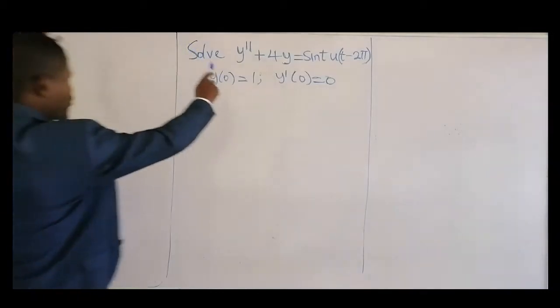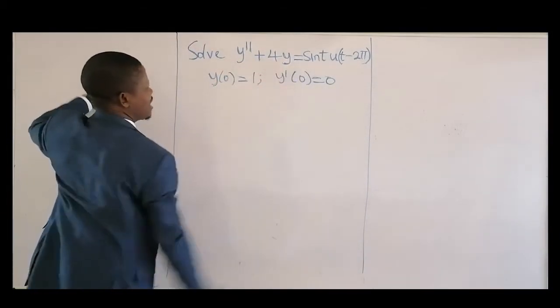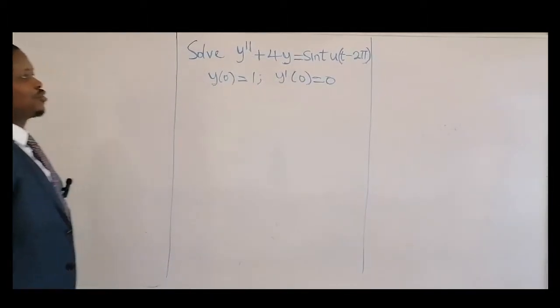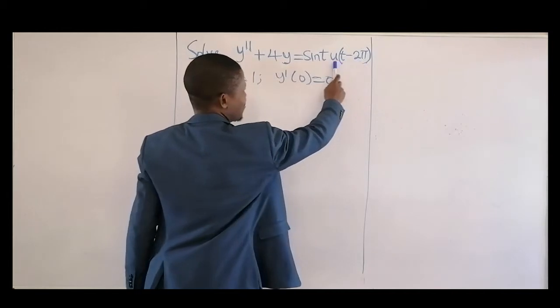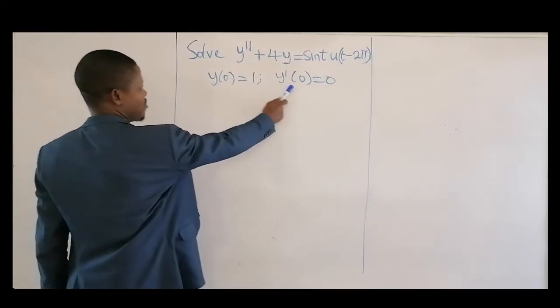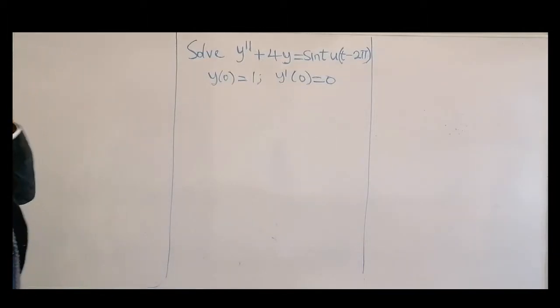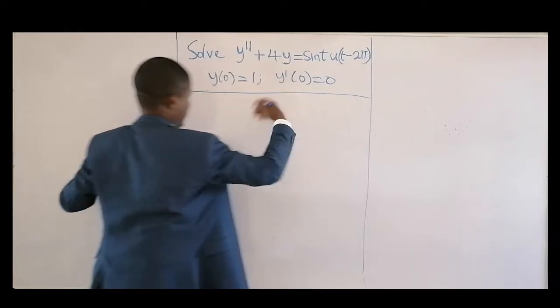We have this question: solve the second derivative y'' plus 4y equals sin t times u(t minus 2π), the unit step function of t minus 2π. And then we have the conditions: y(0) is 1, y'(0) is 0. So the first step is to take the Laplace of both sides.